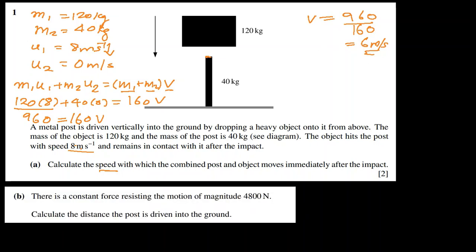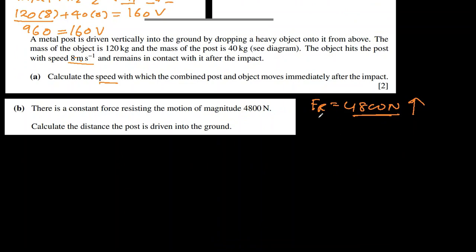B part. There is a constant force resisting the motion. Of course, if it is going into the ground, the ground will try to resist the pole, and it is equal to 4,800 newtons. So the resistive force we can say is 4,800 newtons upwards. Calculate the distance the post is driven into the ground. We are talking about the force here, and they're asking about the distance. So what we can do is find the deceleration this particular force provides.